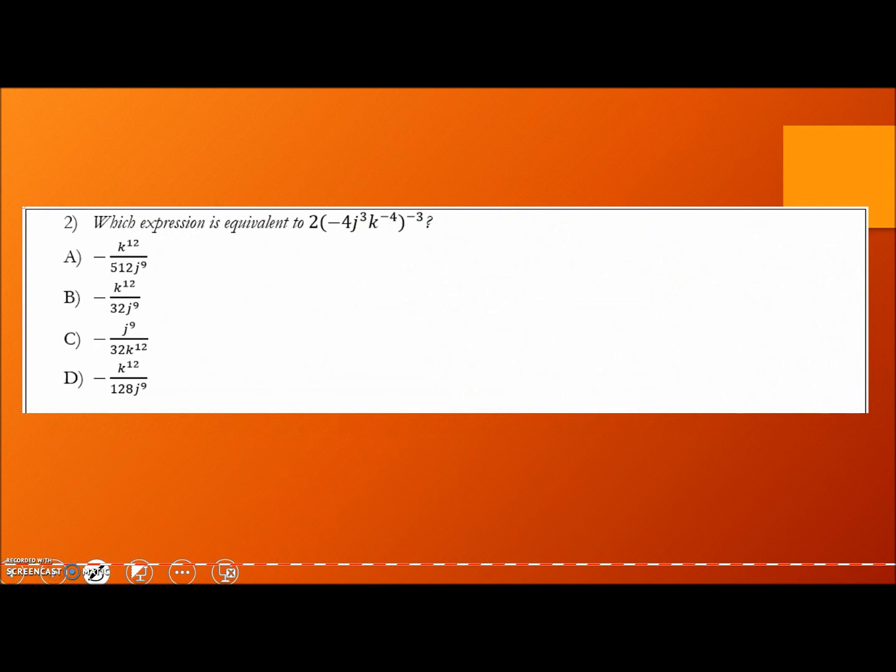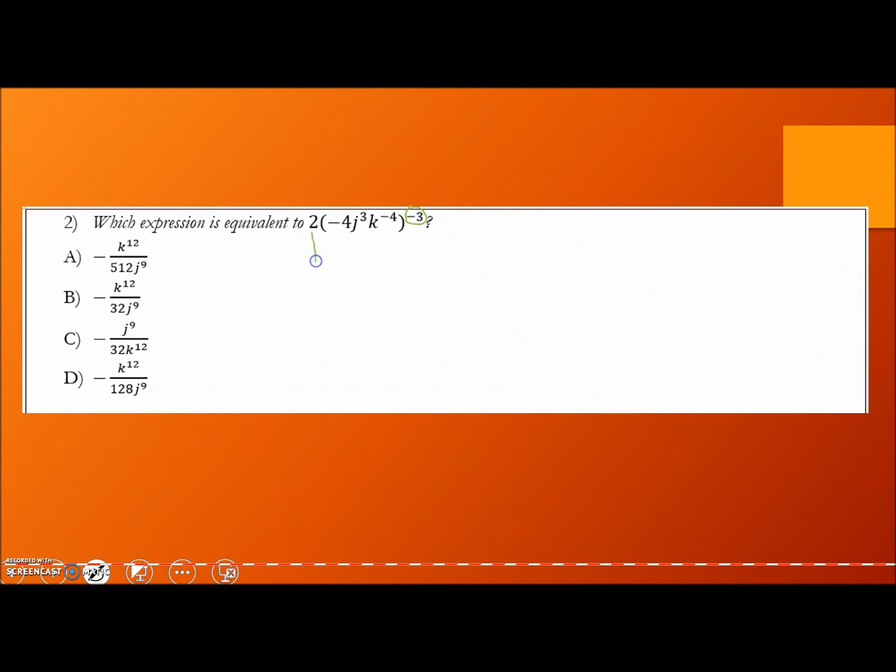All right, my next one. Which expression is equivalent to, and I have this big gross thing. So for these, it's a pretty safe idea to work from the outside in. So I'm going to work from the exponents on the very outside, so that negative 3 is where I'm going to start. So I want to get rid of the negative exponent first.